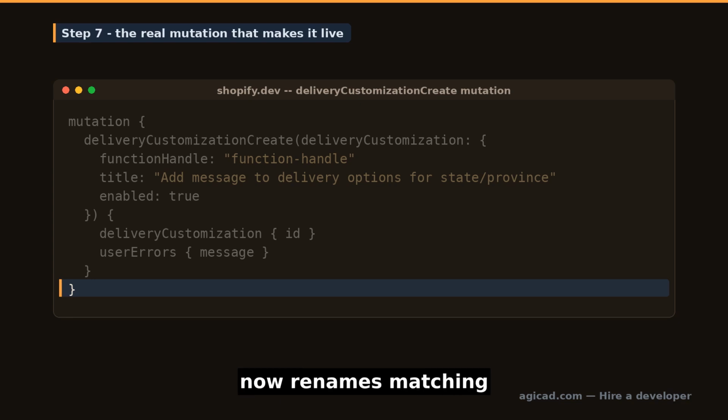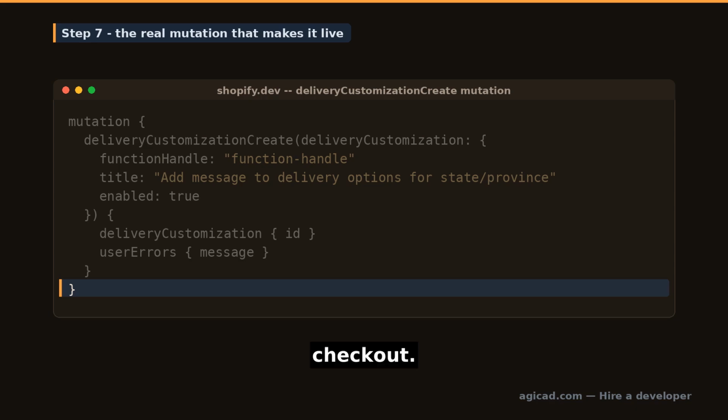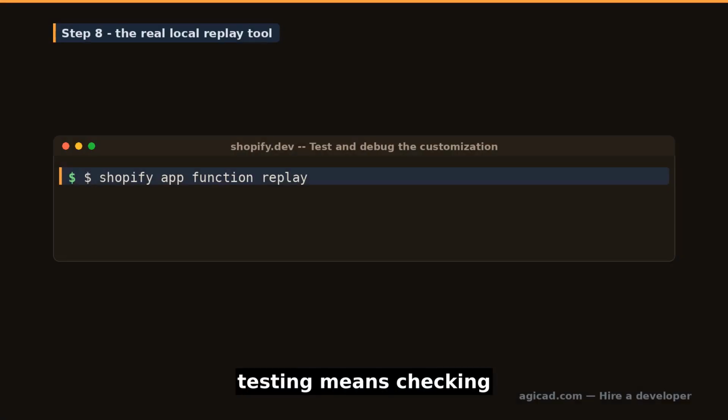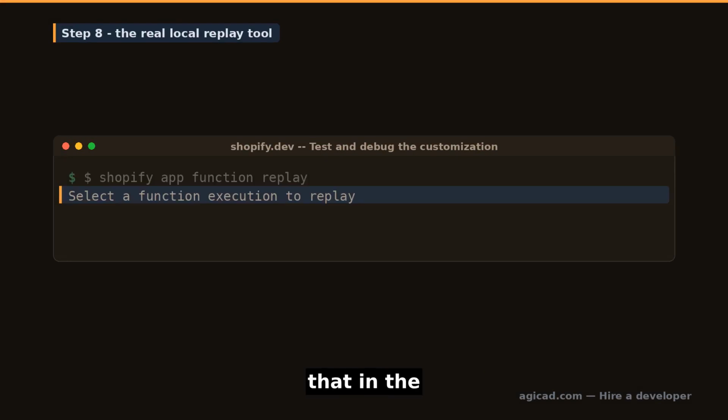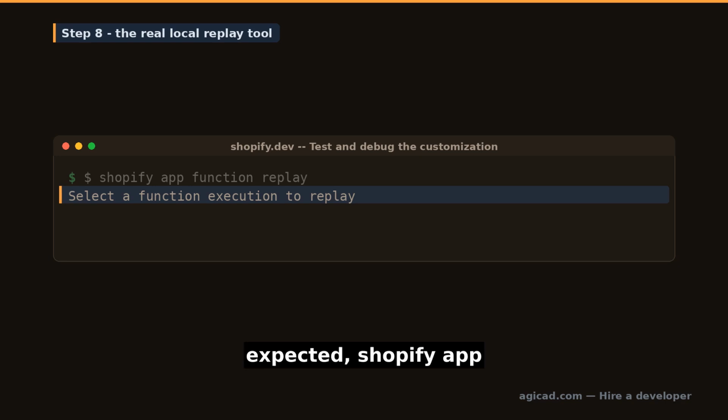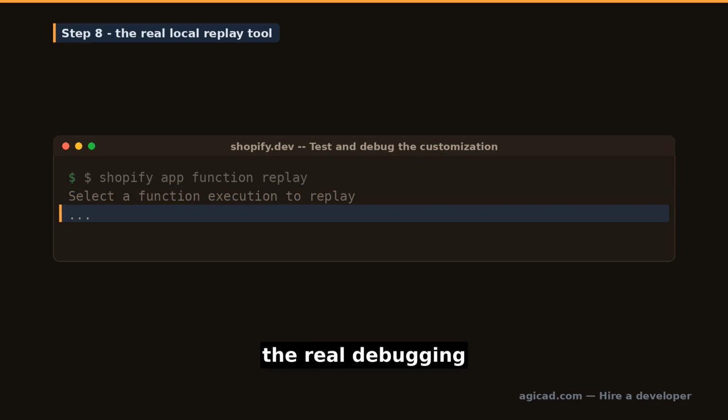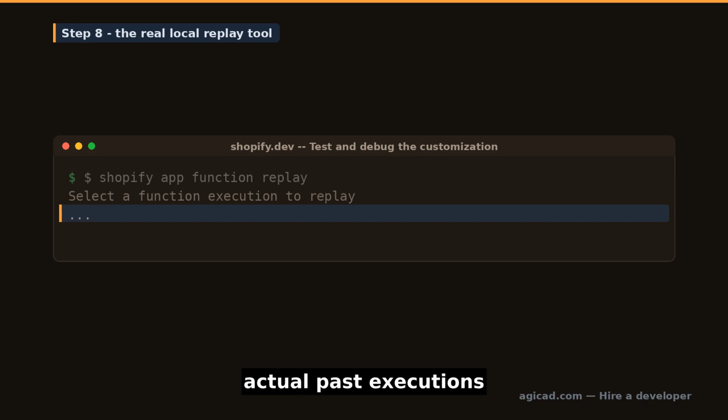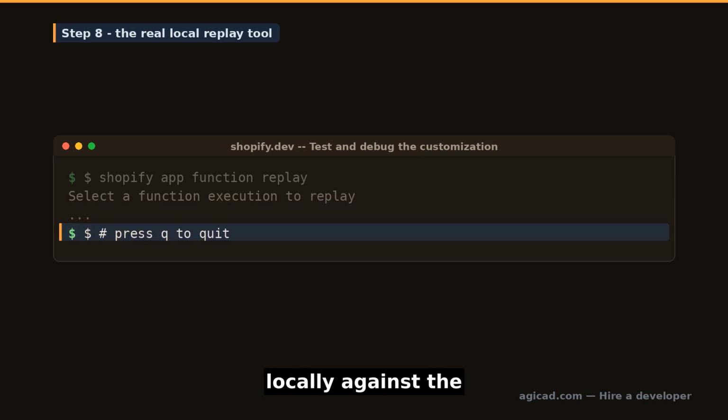Once it's live, testing means checking out with a North Carolina address and confirming the message actually appears. Shopify's tutorial walks through exactly that in the admin's shipping and delivery settings. And for anything that doesn't behave as expected, Shopify App Function Replay is the real debugging tool. It lists actual past executions your dev store triggered, lets you rerun any one of them entirely locally against the exact input Shopify captured, and you quit out with a single key press when you're done.